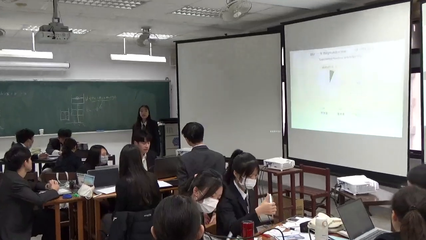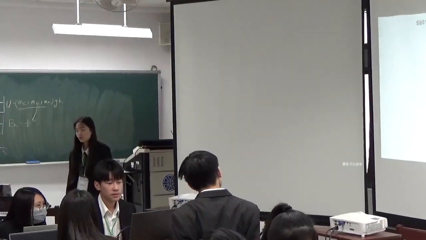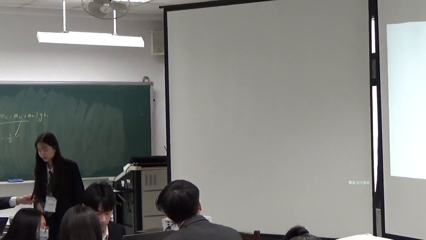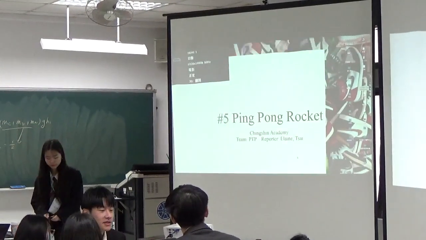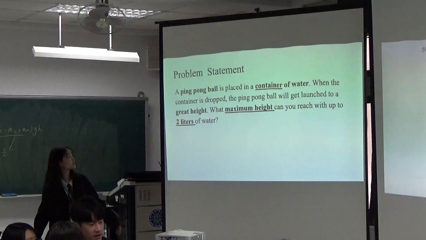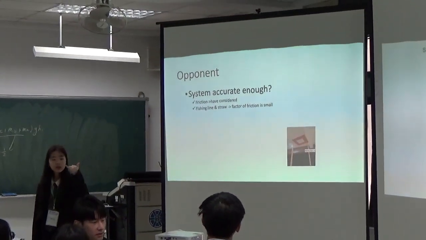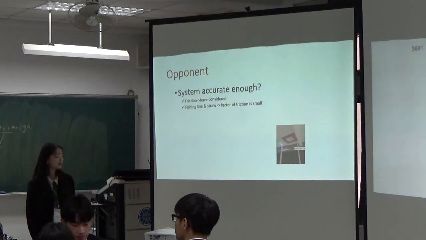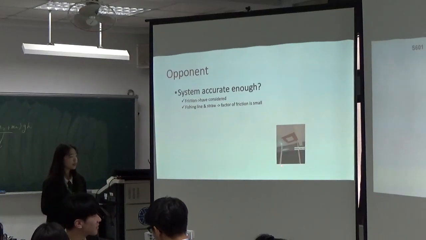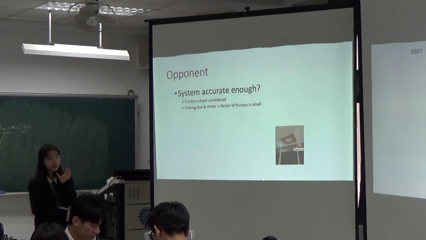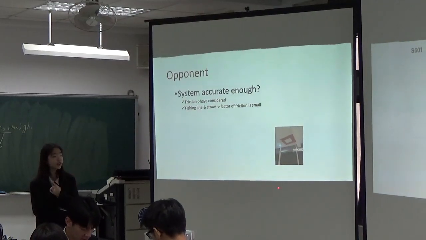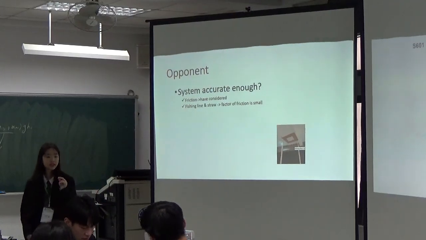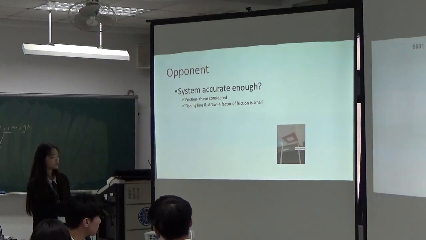So, distinguished judges and fellow competitors, I'm going to do the review. For the review part, this is the problem statement. The opponent asked me about whether the system will be accurate enough, and I think about the friction between the fishing line and the... so we stuck the straw around the container. We think that the friction between the straw and the fishing line will be slight enough, so the friction is really small.